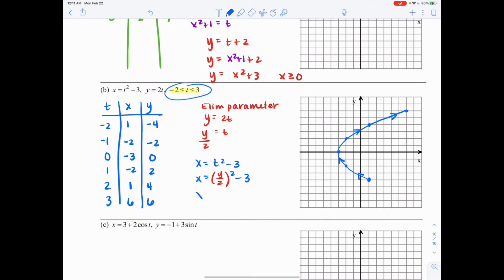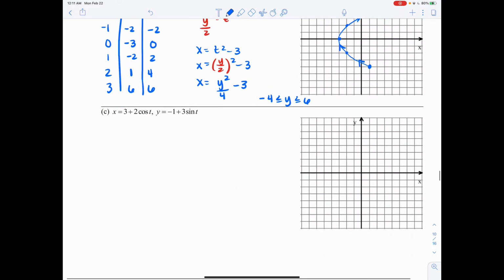And determine that x is equal to y squared over 4 minus 3. I opted to solve this for x since it looked like this was not a function of x. It may be defined as a function of y, excuse me. And it does look like this is going to be bounded for y between -4 and 6. Now, the most difficult of all three of these examples is the last one.